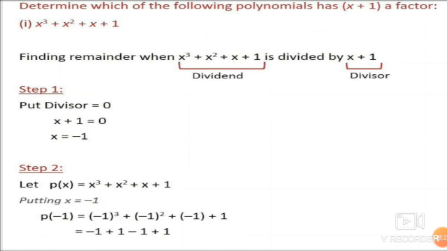So the given expression is x cube plus x square plus x plus 1. Finding the remainder when x cube plus x square plus x plus 1 is divided by x plus 1. Okay, students, we have to divide. This is the dividend, this is the divisor. Obviously you know how to divide the given numbers till now, but we want to learn now how we can divide the given expressions.